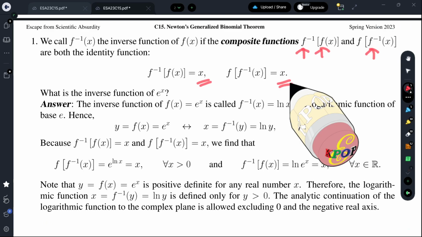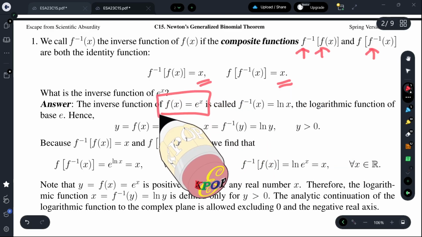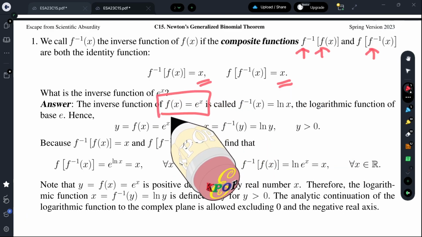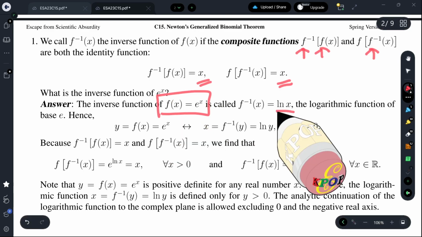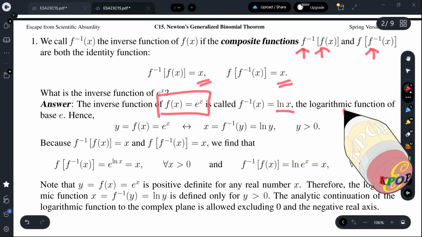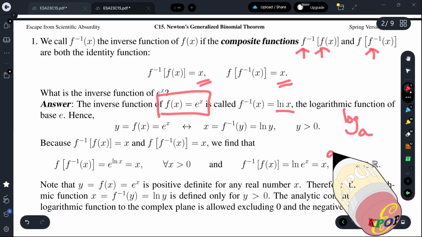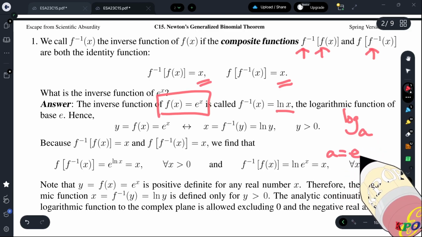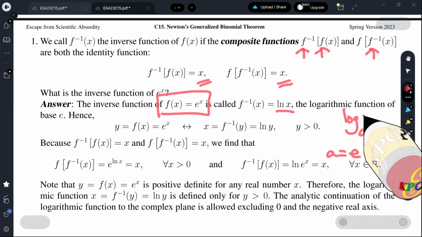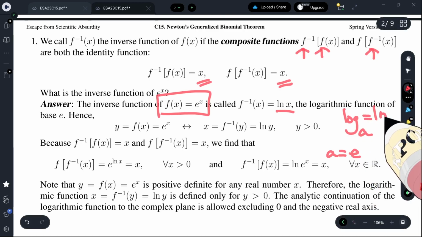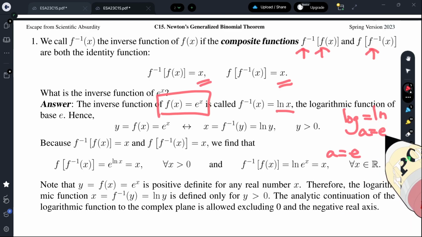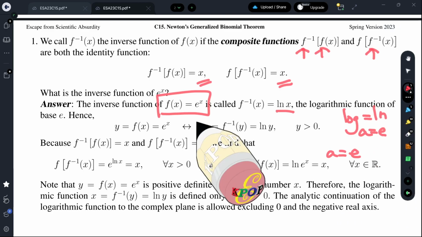Okay, so we have the exponential function as f of x. The inverse function of this is called the logarithmic function. Usually we have log with a base, and when the base is Euler's number e, we call this the natural log. So the natural log is the inverse function of the exponential function.